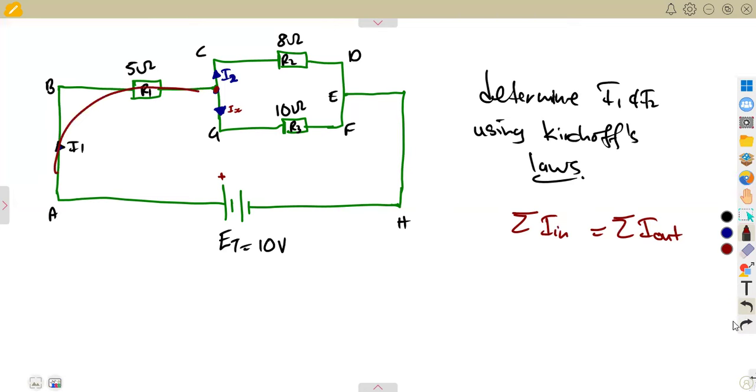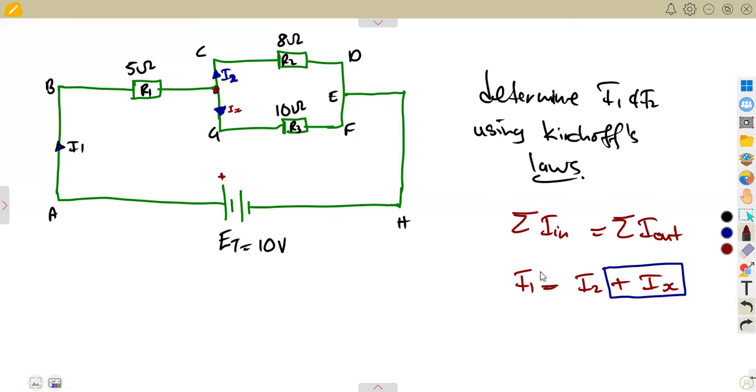I1 is entering the junction. So that means I1 is equal to the sum of these two, which is I2 and the unknown current that we want to find in terms of I2. And so we add I2 and I1. So IX is the unknown current that we want to determine in terms of I2 and I1.